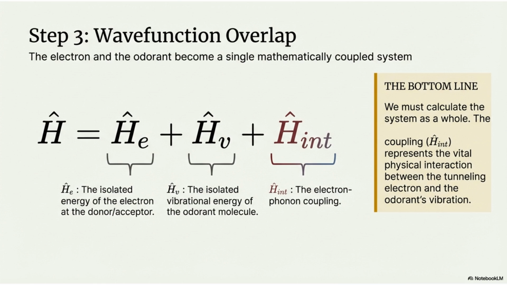H-hat equals H-hat electron plus H-hat vibration plus H-hat interaction. The coupling, H-hat interaction, represents the physical interaction between the tunneling electron and the odorant's vibration.